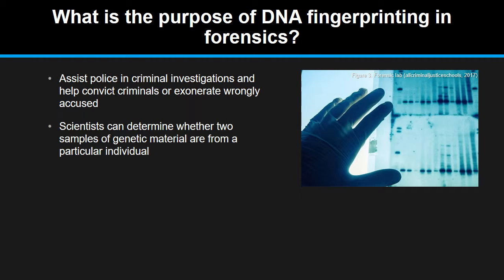So what is the purpose of DNA fingerprinting in forensics? Well, in forensics, it assists police in criminal investigations and helps convict criminals or exonerate the wrongly accused. Scientists can determine whether 2 samples of genetic material are from a particular individual. Now, DNA fingerprinting as a standard for use in criminal investigation and paternity testing is relatively recent. Before DNA fingerprinting was discovered, markers for identity were based on variations of serum proteins and red blood cell enzymes. Eventually, the human leukocyte antigen system was used.